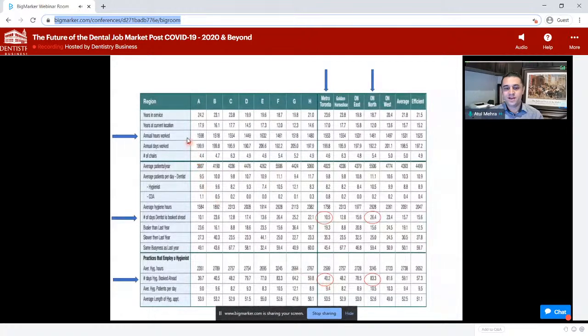Annual hours worked. What's interesting here is that dentists in the Toronto region were working 1,553 hours, whereas in the northern region, they're working less. They're working less, but they have a lot more work. These are trends that you need to look at and think about when you're deciding where you're going to get that additional experience as an associate dentist.